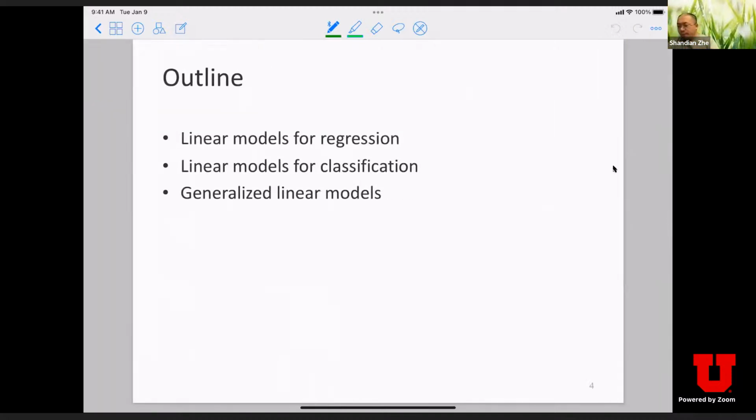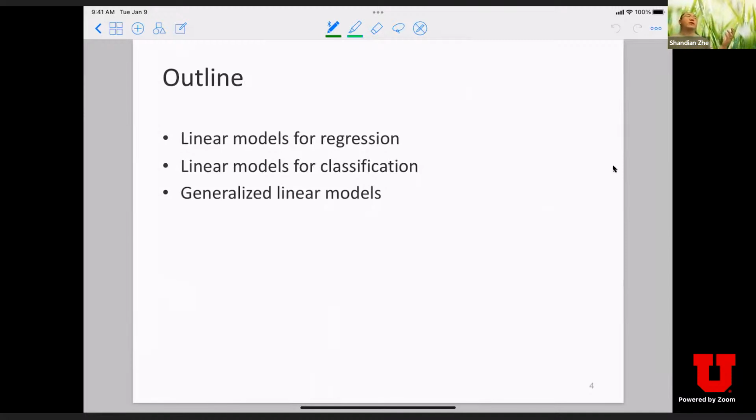So our first topic includes a large family of models, which are called generalized linear models. Don't get confused, this is not talking about simple linear models. We're going to talk about the general family of models, which includes some kind of linear structure.